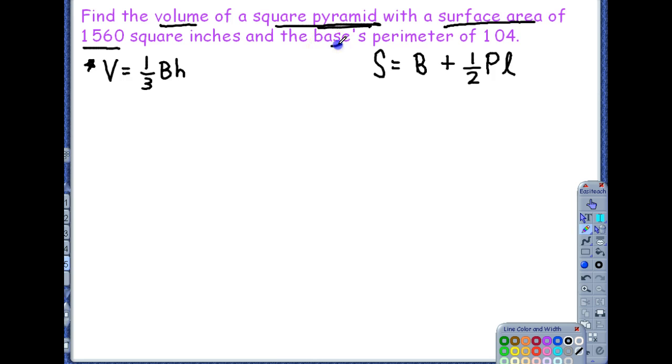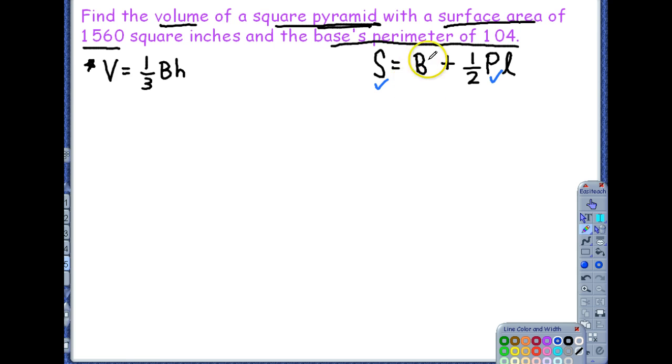It says the base's perimeter is 104. Okay, so let's think about what we do know. We do know the perimeter of the base, which is part of the surface area formula. And they can tell us the surface area also. And we can find the area of a base. If it's a square and we know its perimeter, we could get to the area of the base.